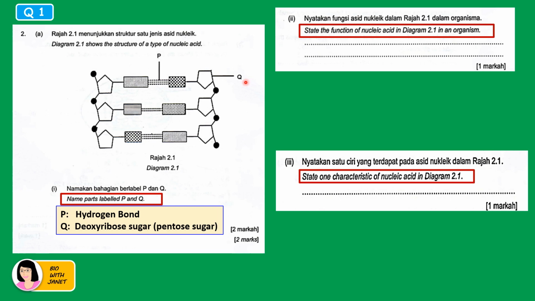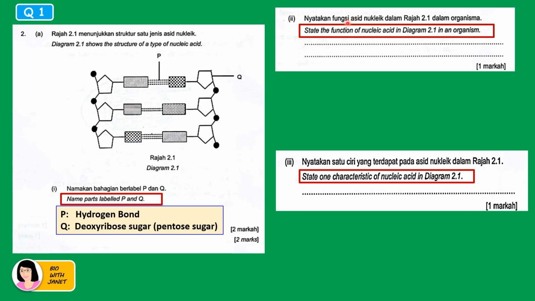And how about Q? Q is the 5-sided sugar, which is called the deoxyribose sugar in the case of DNA. This molecule is a DNA molecule because it has 2 polynucleotide chains, one on each side. So that means the sugar is not ribose sugar, it's deoxyribose sugar. And the general term is pentose sugar. I would advise you to write the specific name first, and if you are not sure whether to include the general name, just write it in brackets. Both may be accepted, but the more specific name is deoxyribose sugar.